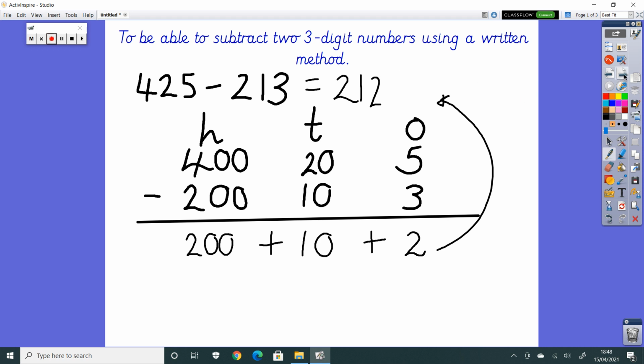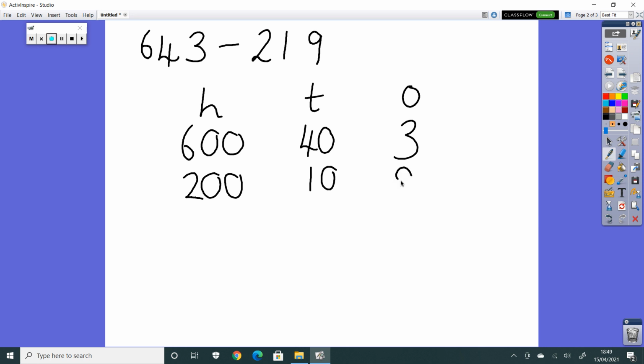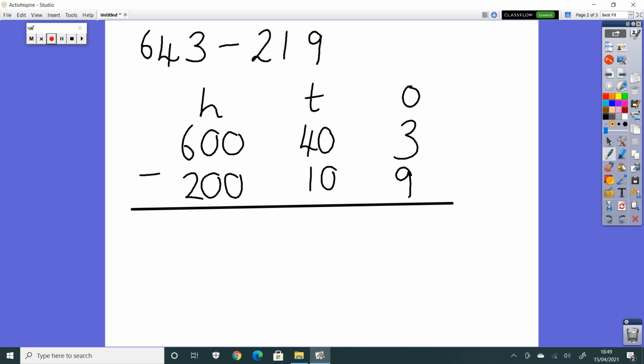Okay, when we work with harder numbers, so for example we might have 643 subtract 219. So again we follow the same method, which is the partitioning method. And we split into our hundreds and tens and ones values for each 3-digit number. Symbol to show what we are doing, and then a straight line to separate the calculation from the answer. Again, starting at the ones.